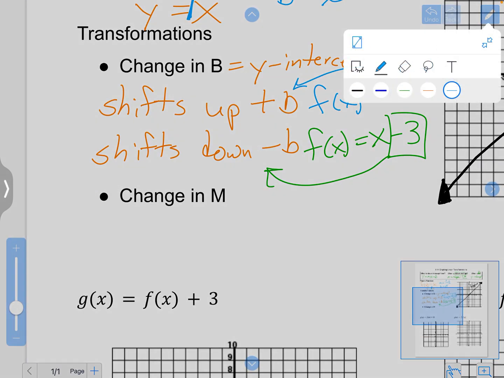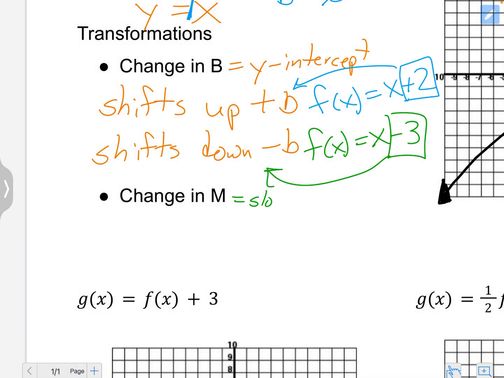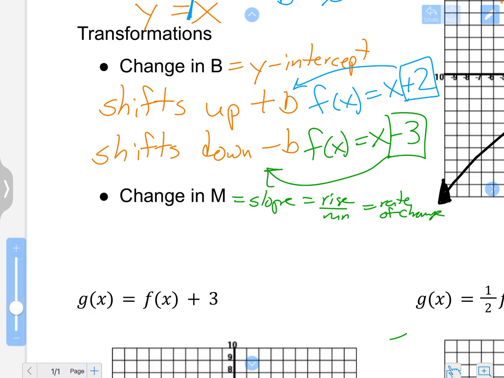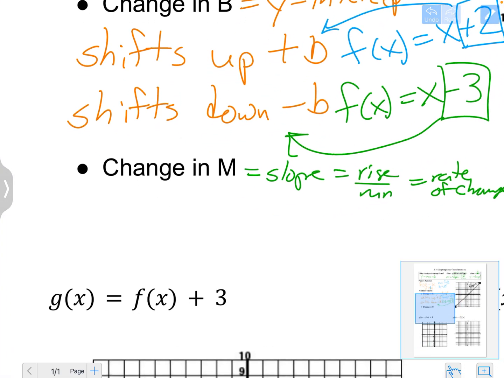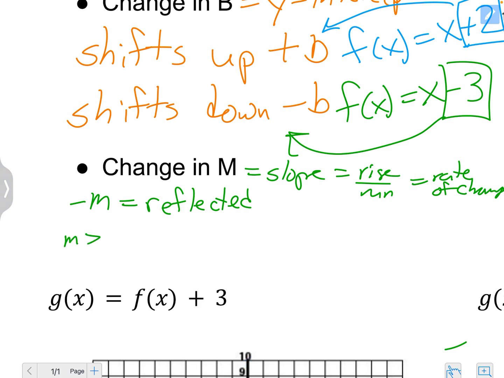The other thing that we have is changes in m. So m equals slope, it equals rise over run, and it equals rate of change. We've got a couple of things that we need to note about changes in m. If it's a negative m, that's going to equal reflected, like if we held a mirror up against the line, it would be reflected as if it was in a mirror. If our m is greater than 1, our line is going to get steeper.